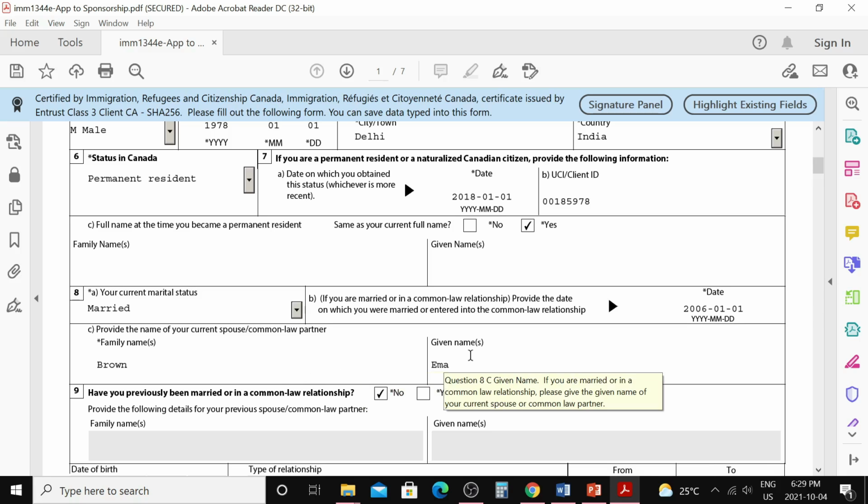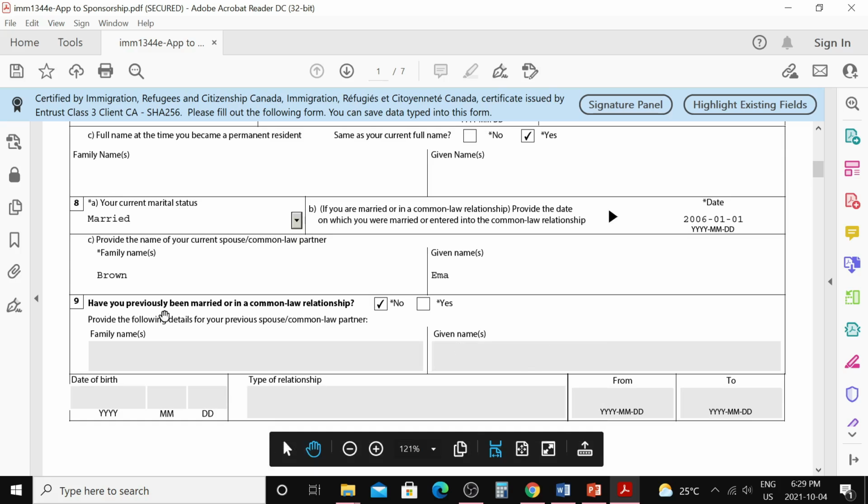If you have a given name or family name, write them like that. Otherwise, write the whole name under the family name and leave the given name blank. Question number 9: have you previously been married or in a common law relationship?